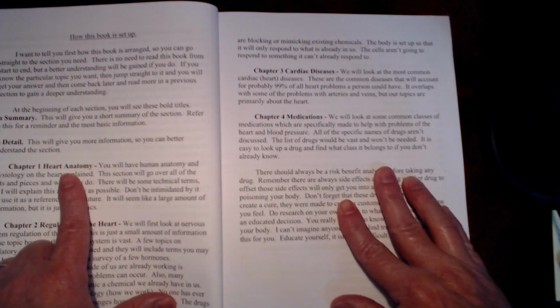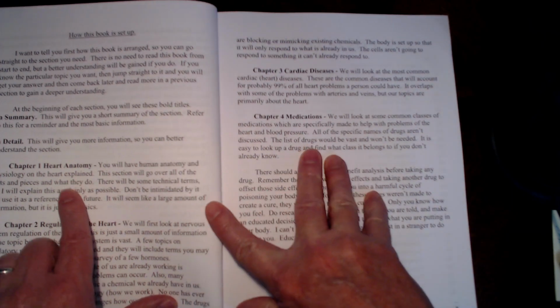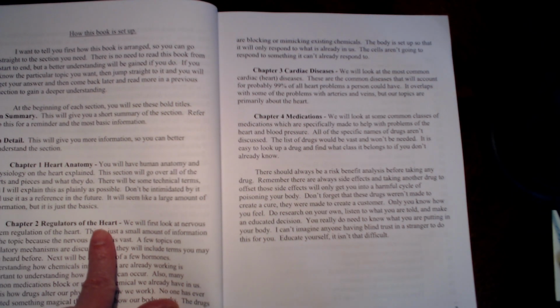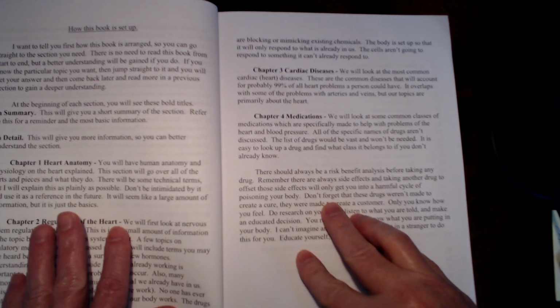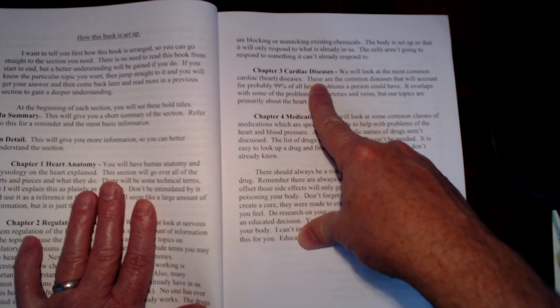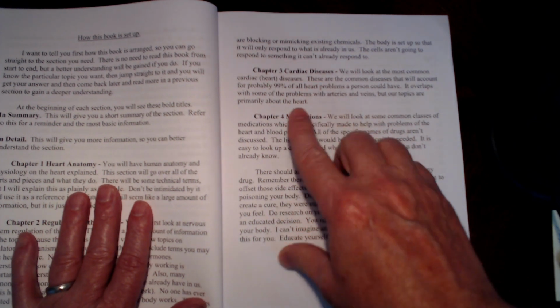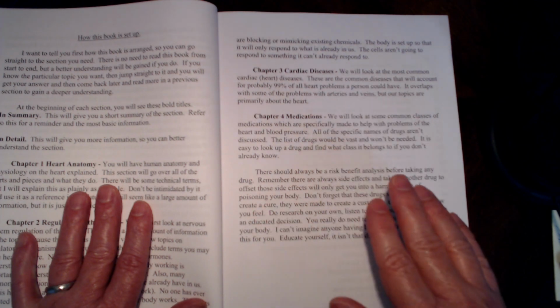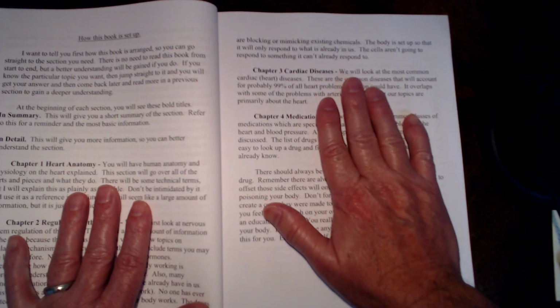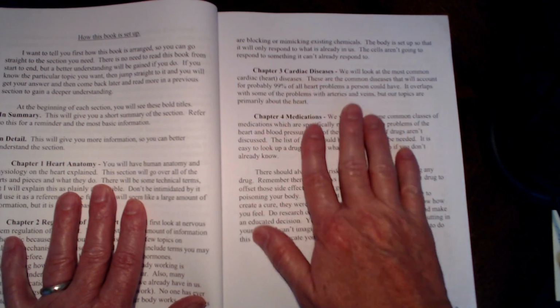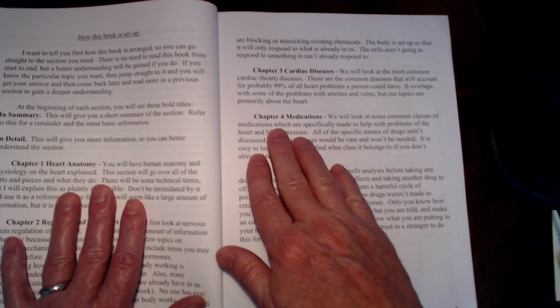If you look at the chapters, there's one on heart anatomy. So if you ever wonder how the heart works, there's all the parts and pieces and what they do. Regulators of the heart, some short sections on the nervous and endocrine system, and then cardiac diseases. That's what a lot of this is right here. This book's basically how the heart works and then heart diseases. A lot of people got heart disease of one type or another these days. This will cover just about any one of them that you could ever hear of.